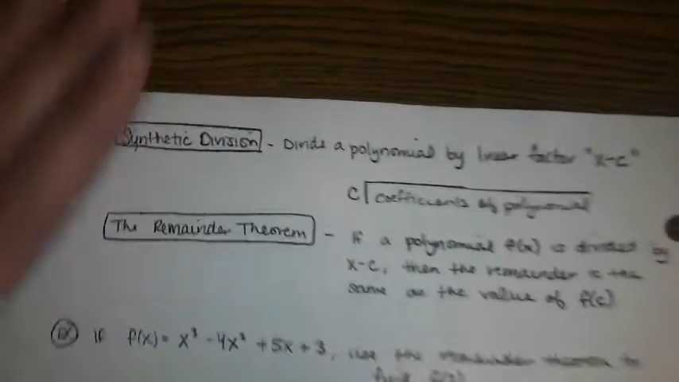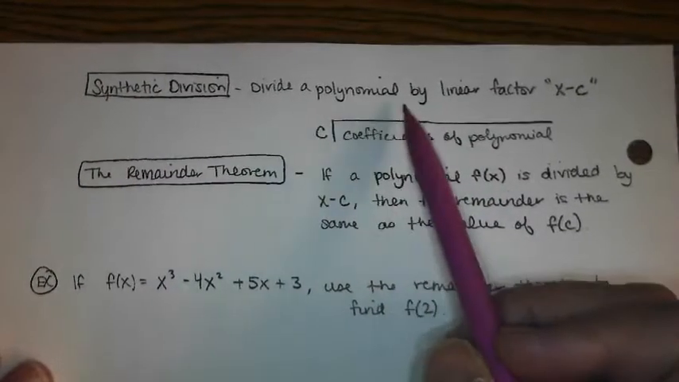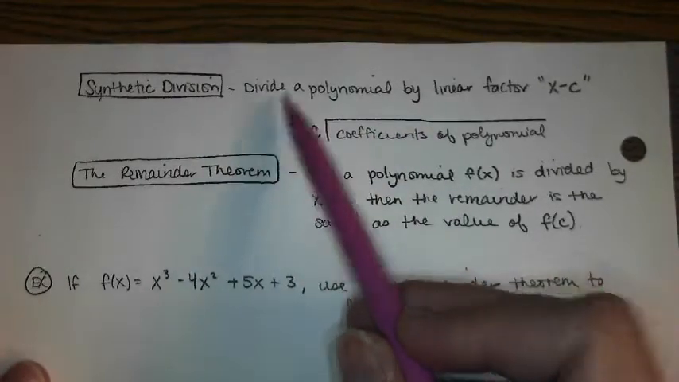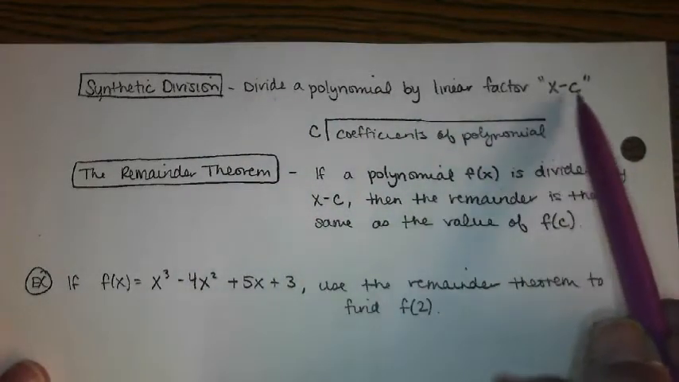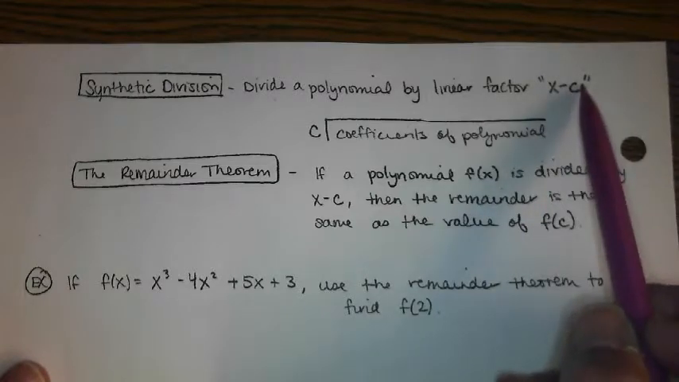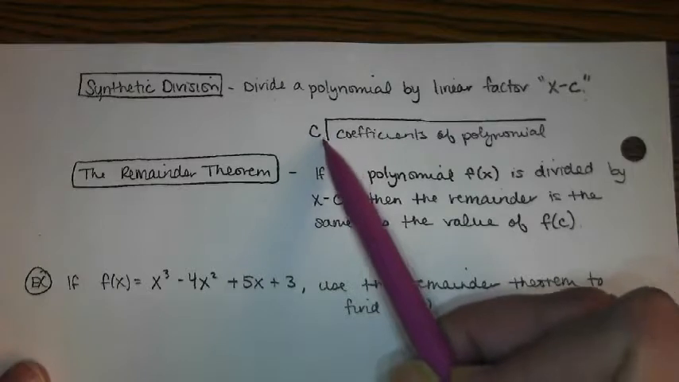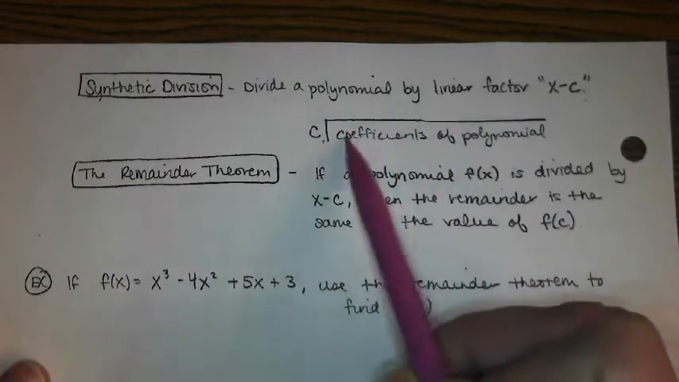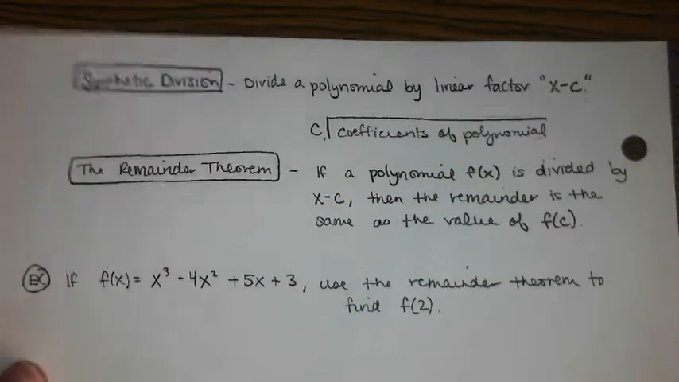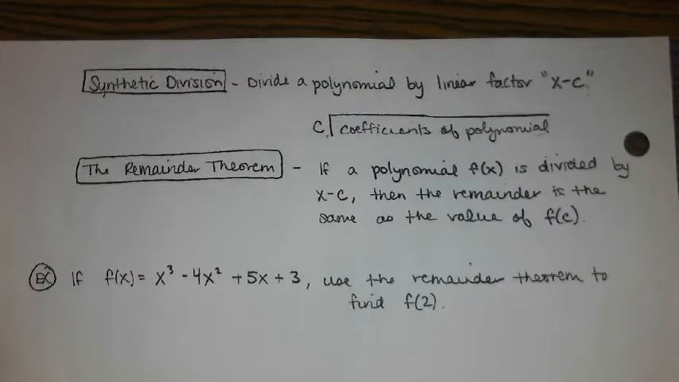So in general, and I kind of summarize it up here, synthetic division is used to divide a polynomial by a linear factor x minus c. So if the factor is x minus c, then the root is just c, and you divide out from the coefficients of polynomials. So I tried to take some notes about what we just did.